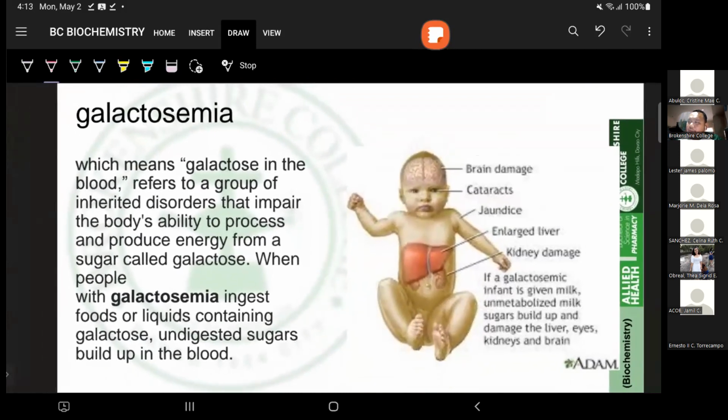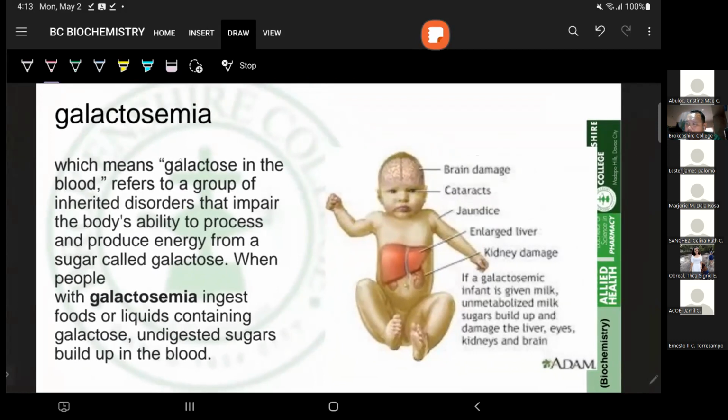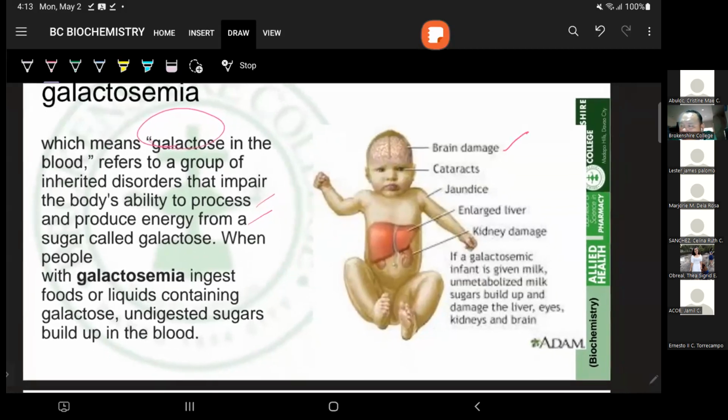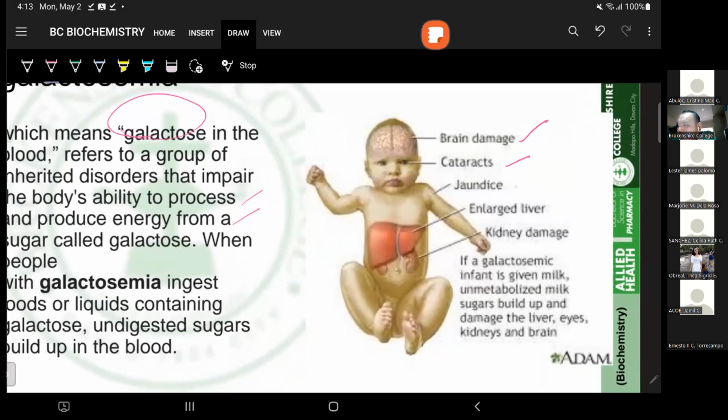Okay. Let's proceed to the next one. You have galactosemia, which means there is a high level of galactose in the blood. It refers to a group of inherited disorders that impair the body's ability to process and produce energy from sugar called galactose. When people with galactosemia ingest foods or liquids containing galactose, undigested sugars build up in the blood. And with the presence of galactose in the blood, it could lead to brain damage. It could cause the eye to form cataracts. It can cause enlargement of the liver, which could damage the liver, causing jaundice. And then kidney damage. If a galactosemic infant is given milk, unmetabolized milk sugars build up and damage the liver, eyes, kidneys, and brain.